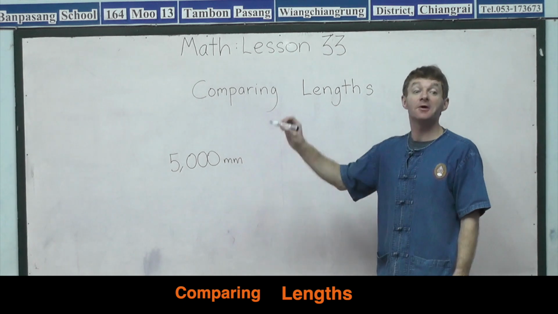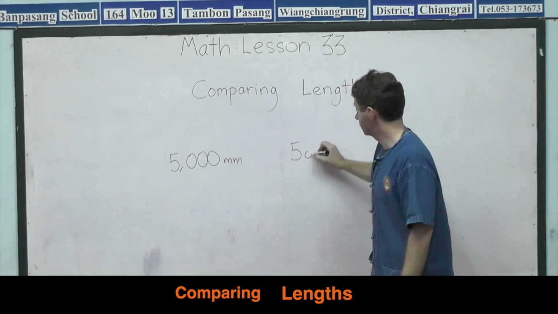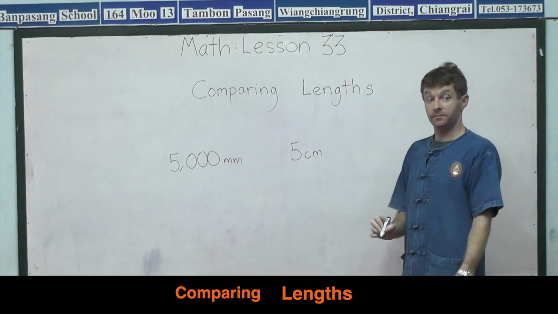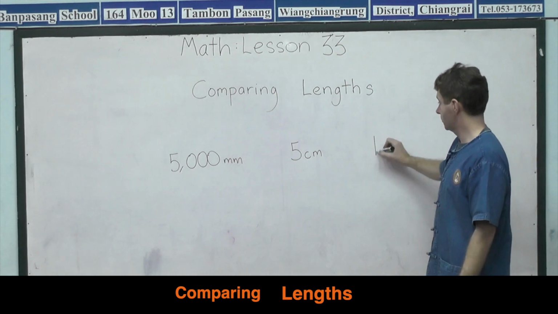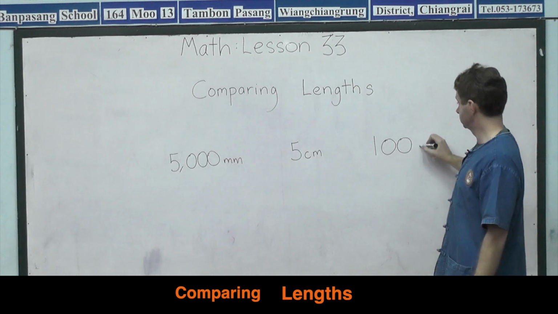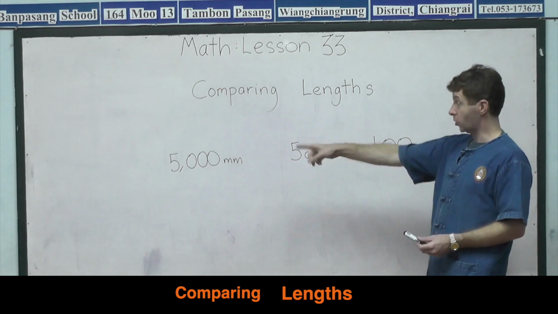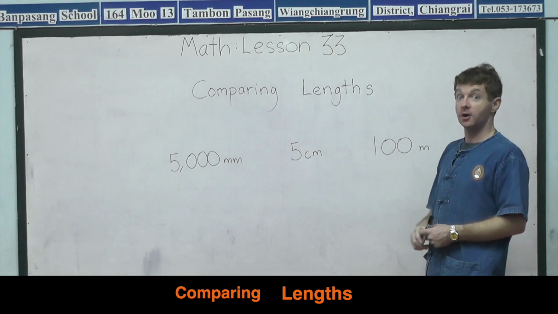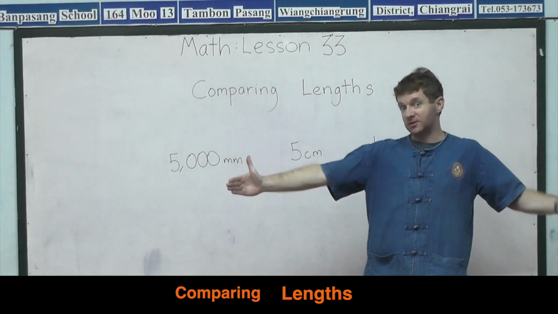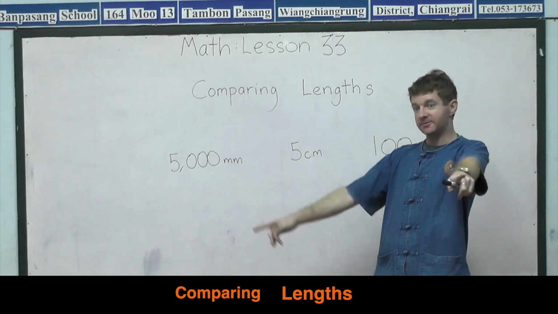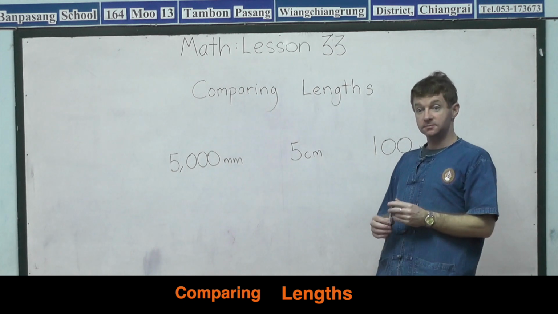For example, teacher Wes will write 5,000 millimeters, 5 centimeters, 100 meters. Who wants to tell teacher Wes which is the shortest, which is the middle, and which is the longest? Okay, I saw Prel's hand go up first. Prel, you want to come and show teacher Wes?